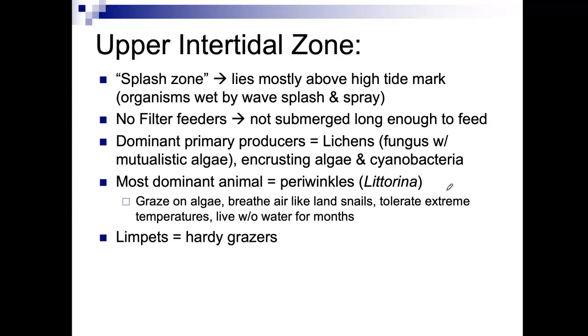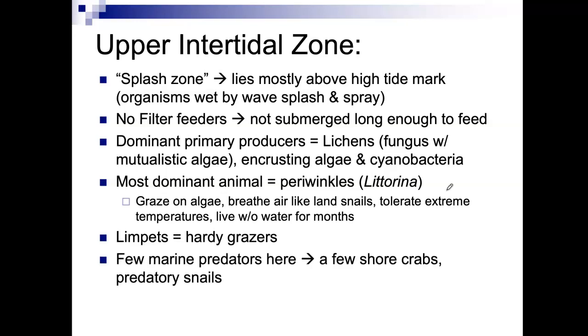Limpets as well, you're going to find them. They're really hardy grazers, and they're going to feed again on things like some of your algae in this area. And then you're going to have few marine predators here, okay? So maybe you'll have a few shore crabs, a few predatory snails like the unicorn snail that might make its way up into these upper intertidal zones, but not very many.